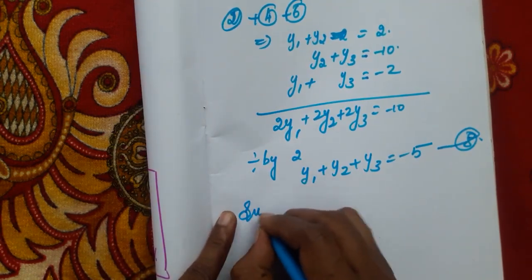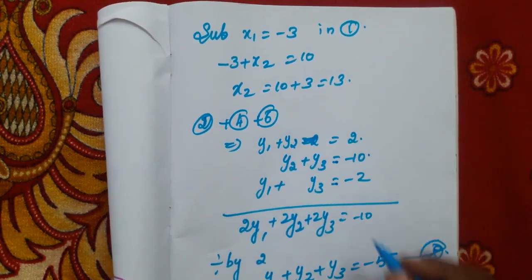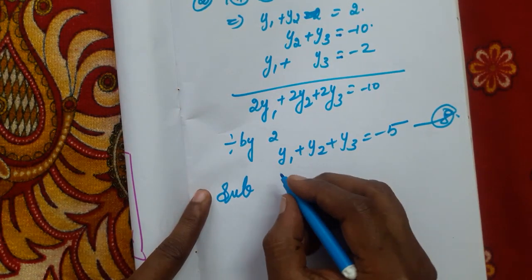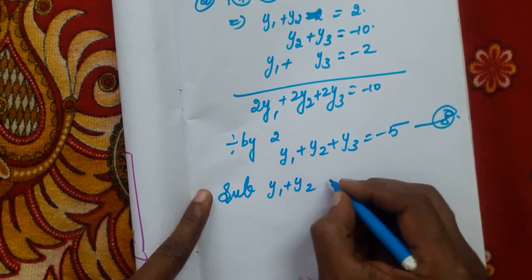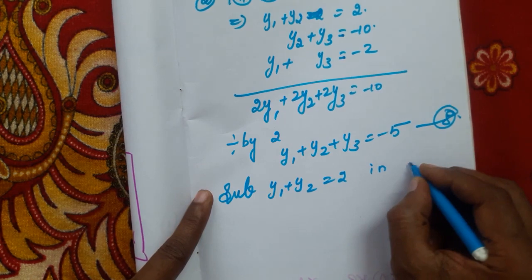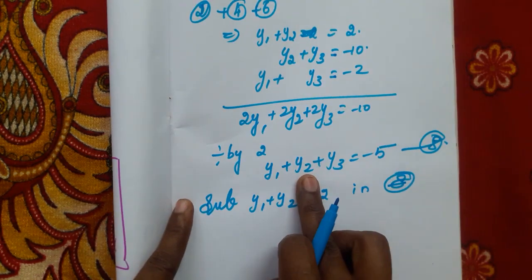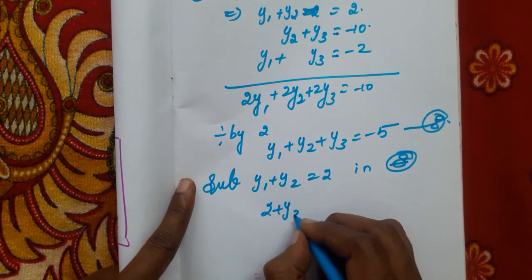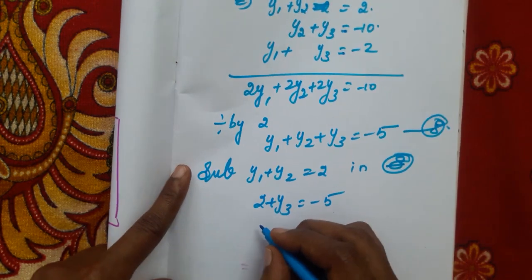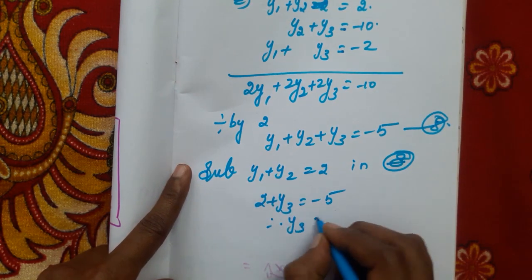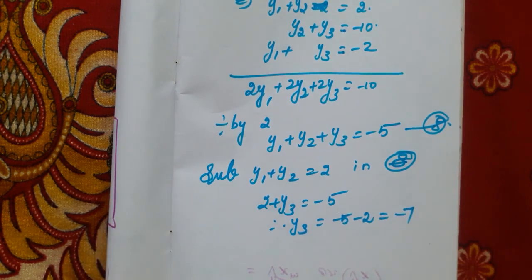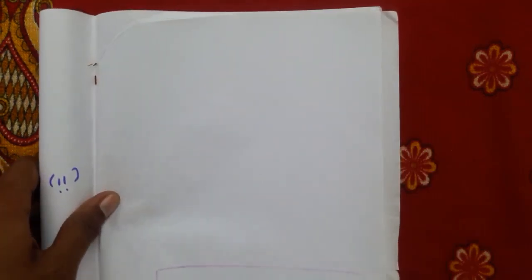Now substitute. Equation 2 is y1 plus y2 is equal to 2. Same as before, the same method. In equation 8, in this place, we can substitute 2 for y1 plus y2. So 2 plus y3 is equal to minus 5. Therefore, y3 is equal to minus 5 minus 2, which is minus 7. We are getting y3 is equal to minus 7.